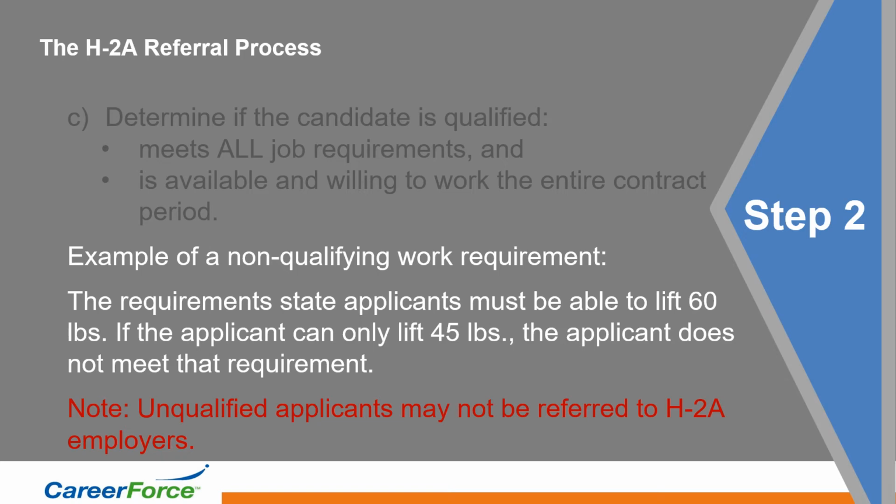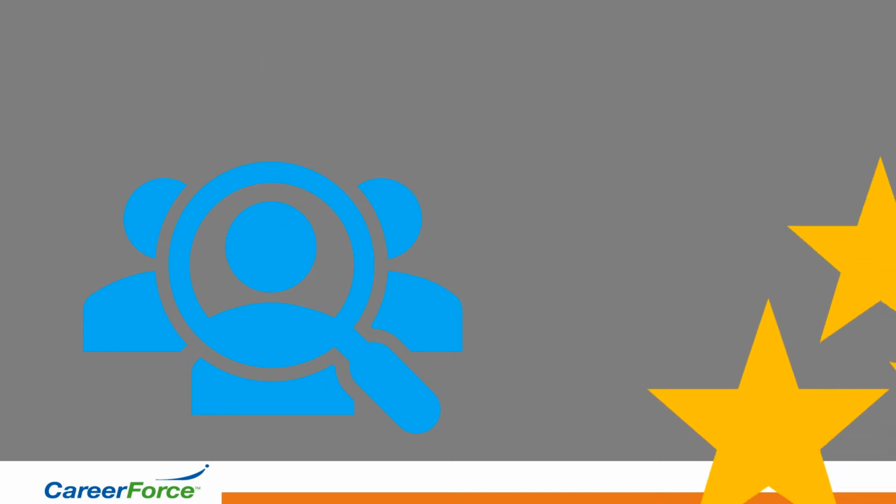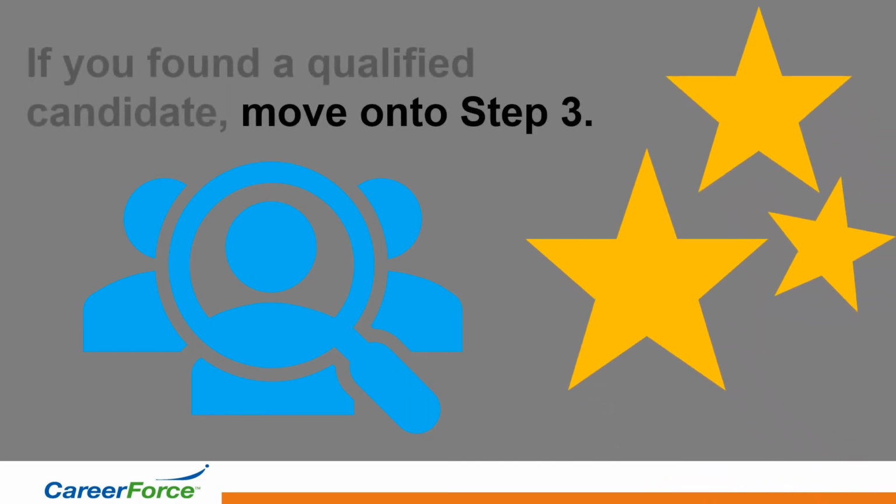Example of a non-qualifying work requirement. The requirements state applicants must be able to lift 60 pounds. If the applicant can only lift 45 pounds, the applicant does not meet that requirement. Note, unqualified applicants may not be referred to H-2A employers. If you found a qualified candidate, move on to step 3.